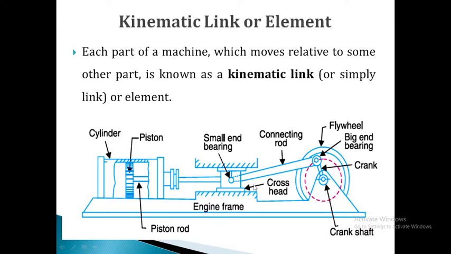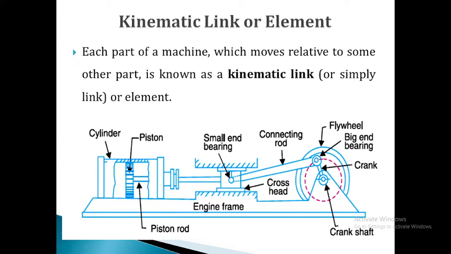When the crank rotates, due to rotation of this crank, the connecting rod transfers the motion to the crosshead. The crosshead reciprocates along the engine frame, and due to the reciprocating motion of the crosshead, the piston rod moves the piston which is connected with the crosshead. So the piston starts its relative reciprocating motion between the dead centers in the cylinder.